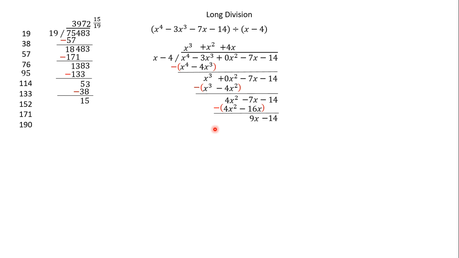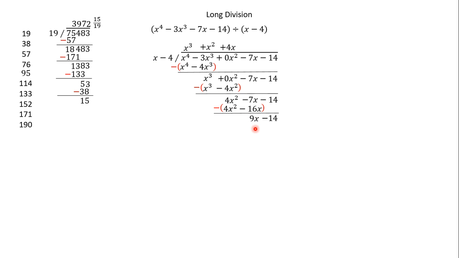Once again, rinse and repeat. Notice how we're doing the same thing over and over and over. It's called the long division algorithm. The algorithm means it's just that process we do over and over and over. It doesn't matter how big something is. It's just that same step.